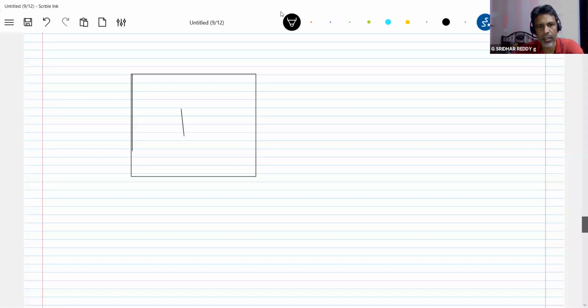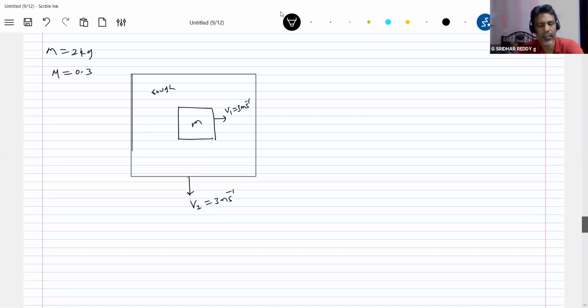I kept a block. The block is moving with velocity 3 meters per second, and the platform is having velocity 3 meters per second. This is a block of mass, and this is rough. What is the mass of block? 2 kg, and the mu is 0.3. So the practical diagram appears like this.